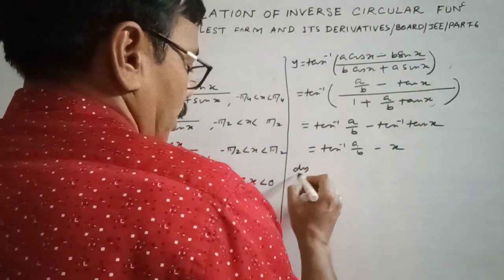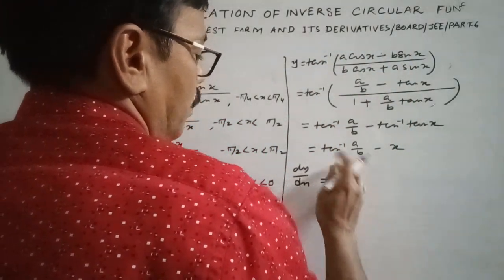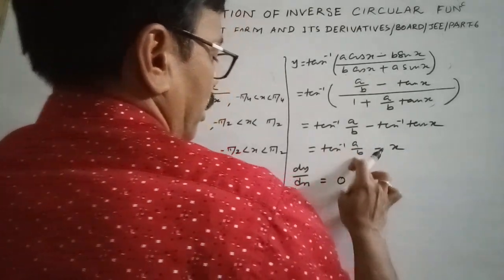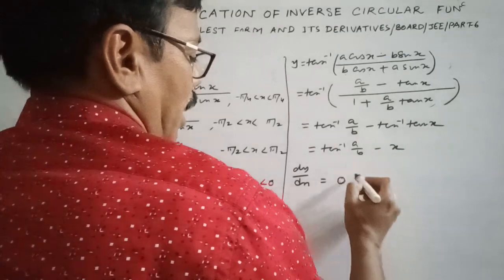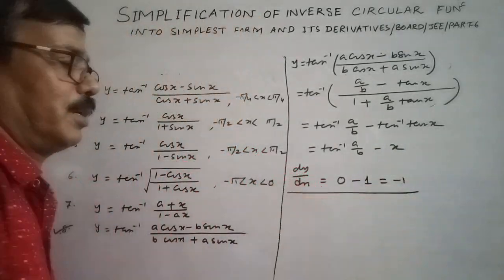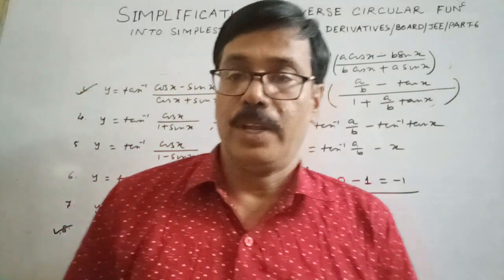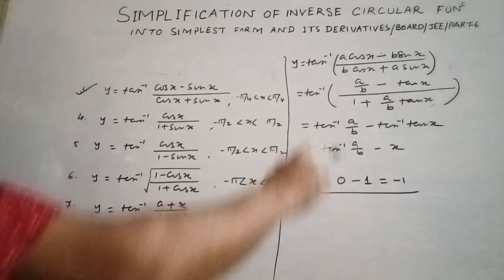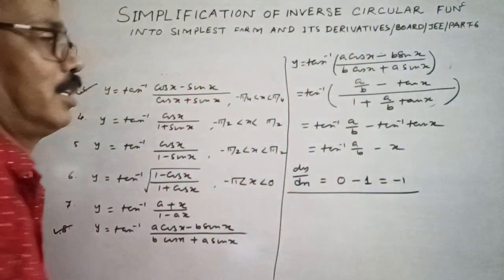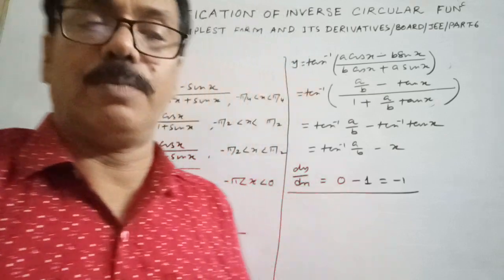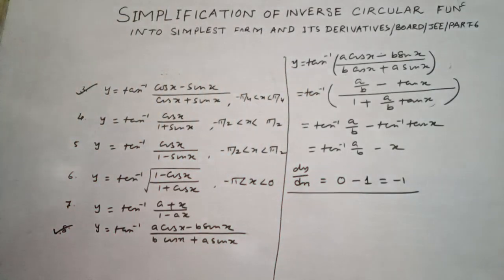Now how to perform the derivative? So dy by dx. Tan inverse a by b: the derivative is 0, it is a constant, not involving x. This is minus x, so you are getting the derivative as minus 1. So it should be noted: in performing the derivative of an inverse circular function, you must simplify it if possible, then perform the derivative.